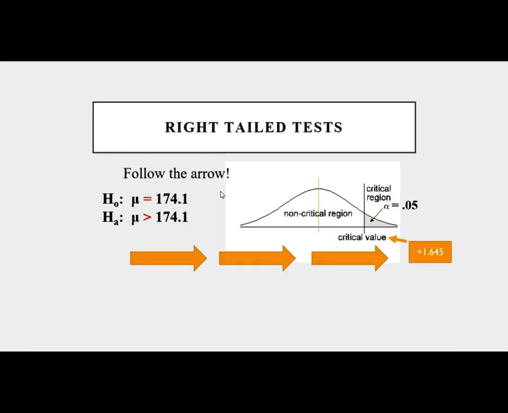We're just going to follow the arrows. So if I say mu is equal to 1.741, and I say, you know what, men are actually taller than that, I think the average man is taller than that, I'm going to say it's greater than. I just follow the arrow and I know that it's a right tail test. Critical value is 1.645, and the critical region is where alpha is equal to 0.05.